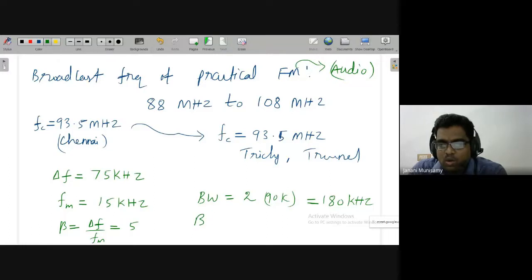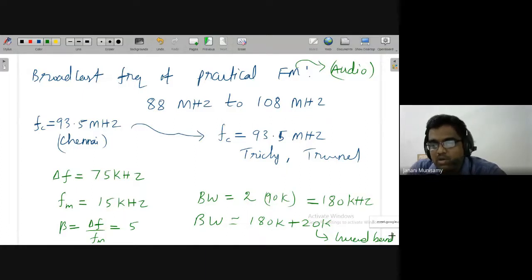Again, along with the bandwidth of 180k, we have to include 20k, which is the guard band. Guard band means there will be some spacing between each operator. Although the center frequency occupies plus 90 kilohertz and minus 90 kilohertz on the upper and lower side bands, there will be some extra gap, a 10k gap on both sides. That is the guard band. To avoid interference between nearby operators, we provide the guard band.